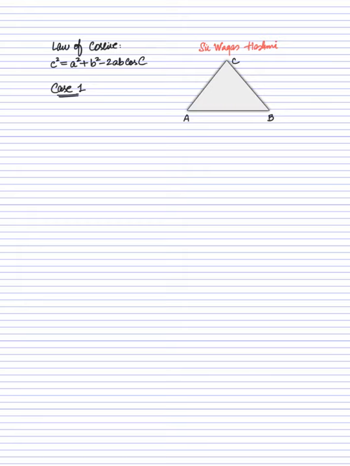Alright class, in this video we are going to discuss the law of cosine. I had divided the law of cosine into two cases. In this video we are going to discuss case number 1, and that is the general formula for the law of cosine. Now what is case number 1?